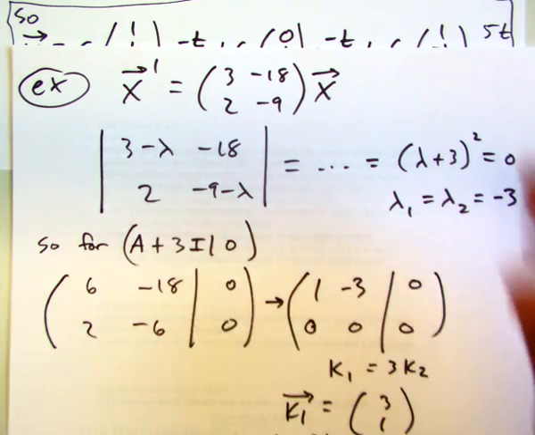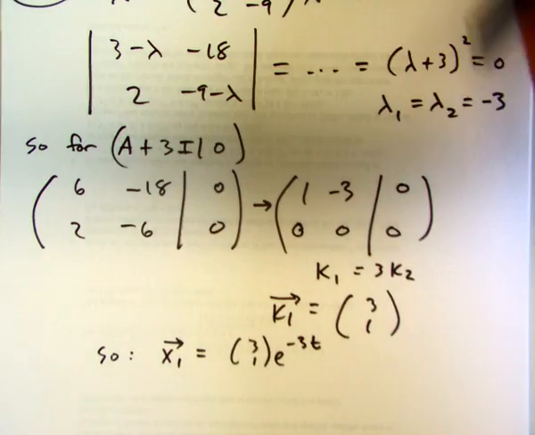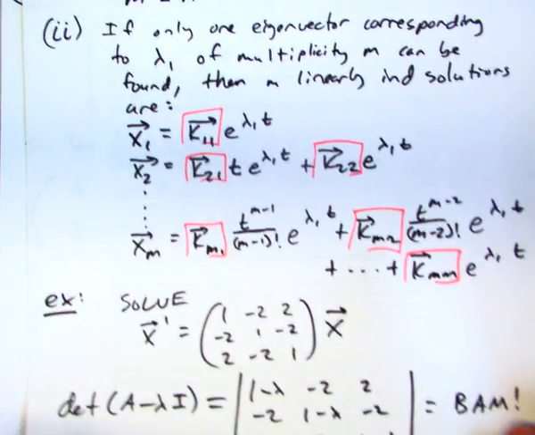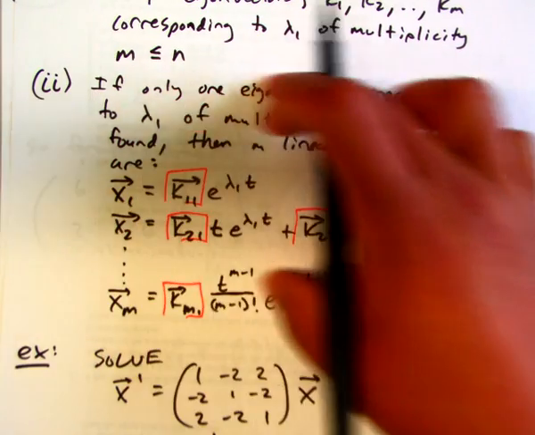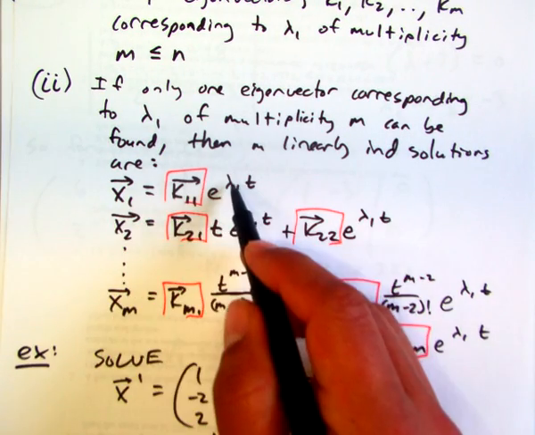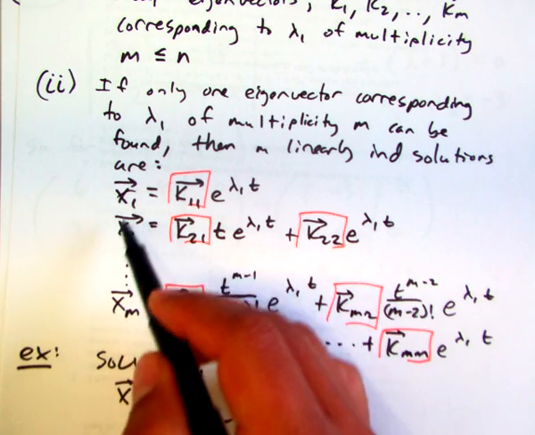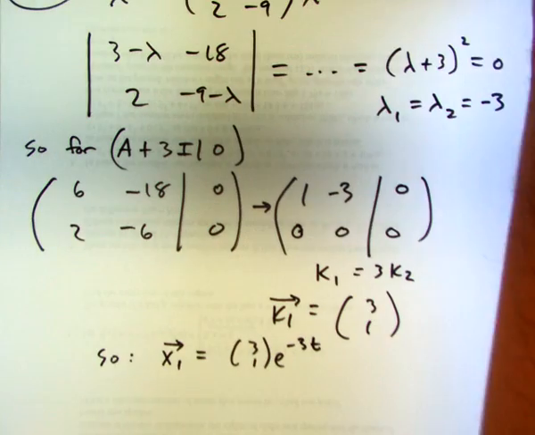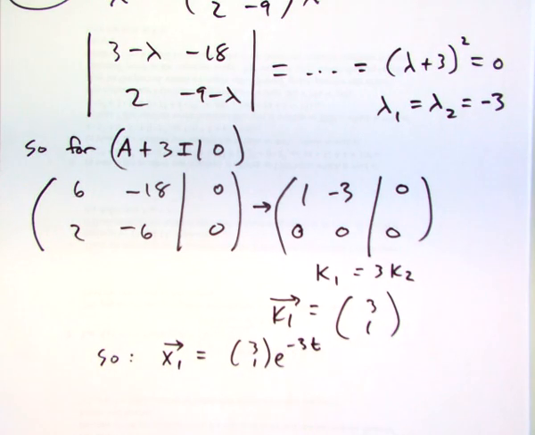So far, I have one solution, which is going to be 3, 1 e to the negative 3t. So now we're working through this second scenario. So I found one solution, and now I'm going to kind of have to work my way down here to find, in this case, I only need one more, so I don't have to go very far. And now here's how you do that.